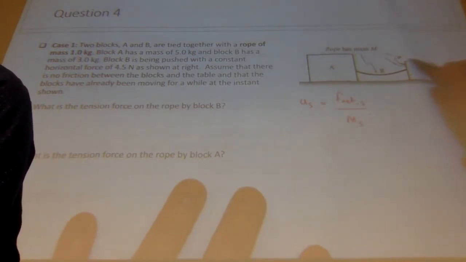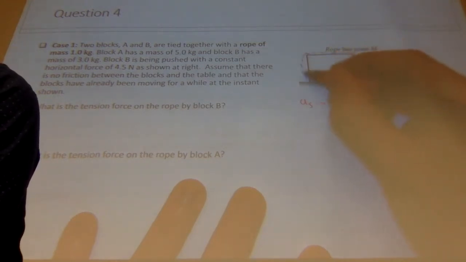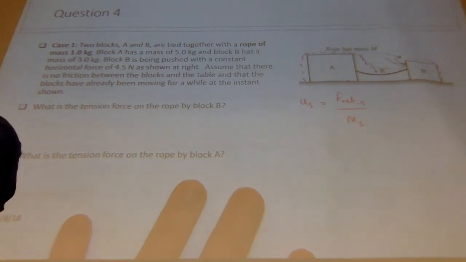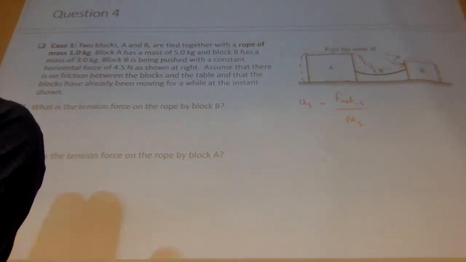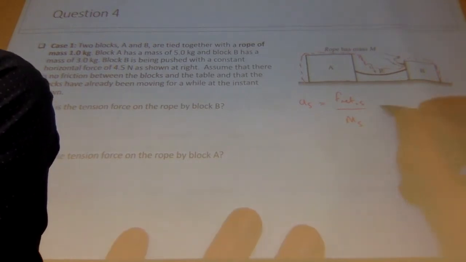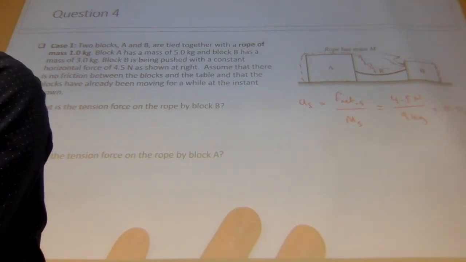I sort of did this in the tutorial. Remember, I messed up this envelope. And I made the numbers nice, so you don't really need your calculator. It's 4.5 newtons of pushing force on a 9 kilogram system, so everything's nice and round here. So it's just half a meter per second squared.